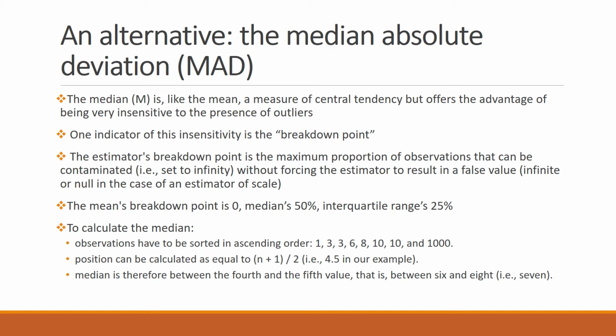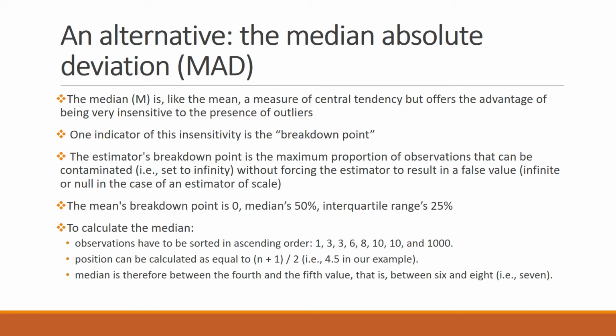And it is understood that median is also more robust than the classical interquartile range, which has a breakdown point of 25%. To calculate the median, observations have to be sorted in ascending order to identify the mean rank of the statistical series. Meaning we have to arrange it into ascending order and then calculate the position of the middle value.